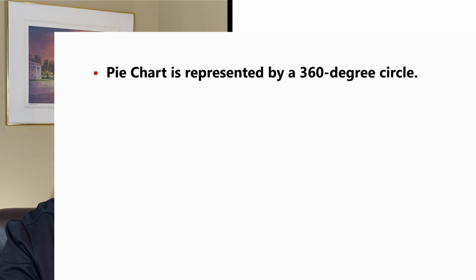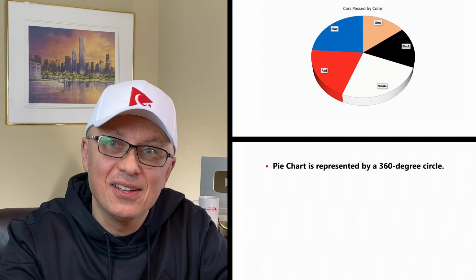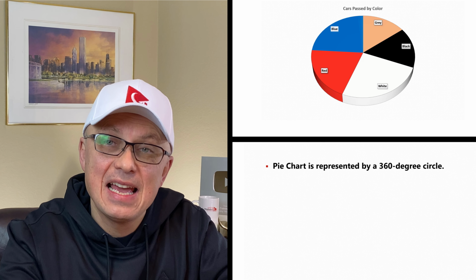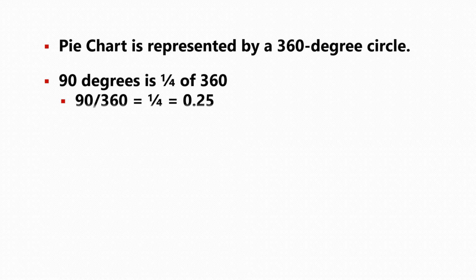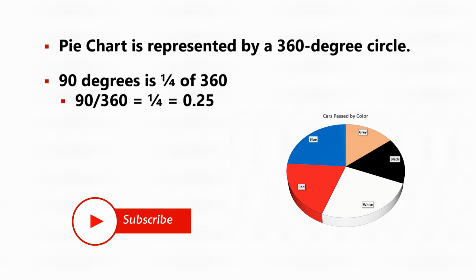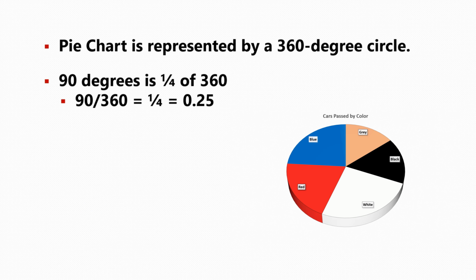A pie chart is represented by a 360-degree circle. We know that a 90-degree angle represents the number of white cars that passed the traffic light, and 90 degrees is a quarter of 360. To do the calculations, you need to divide 90 by 360, which is a quarter, or 0.25. We need to build a proportion to calculate the final value.